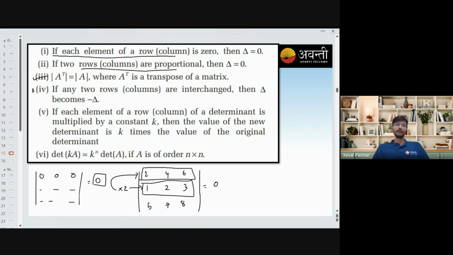This is important. If any two rows or any two columns are interchanged, then the value of the determinant changes in sign. If it was plus, it becomes minus. If it was minus, it becomes plus.